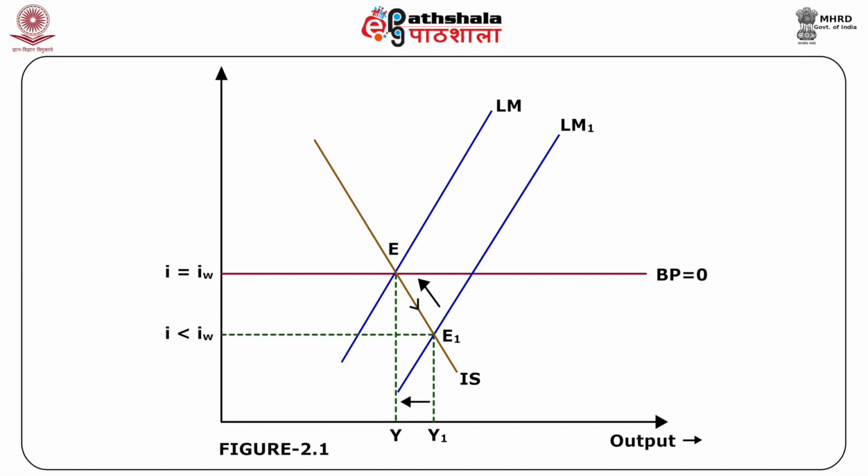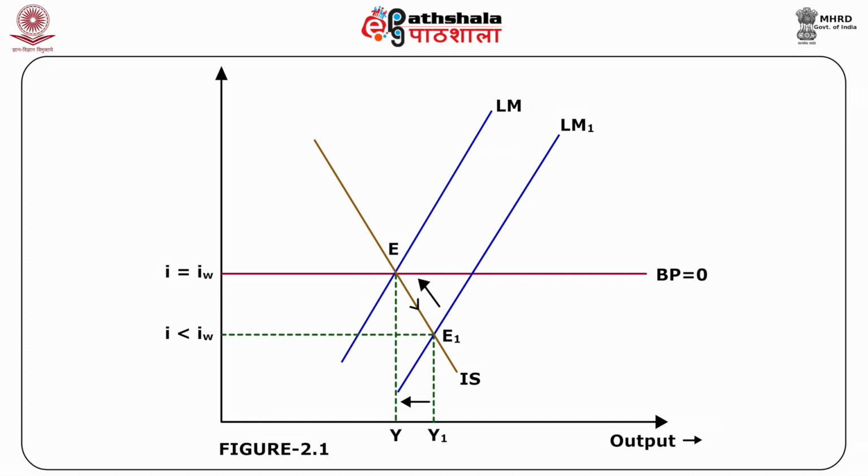Now let us assume we have monetary expansion. This will lead to a rightward shift in LM and the new equilibrium is at E1. At this point, the domestic rate of interest is lower than the world rate, that is, i is less than iW. So, this sets off a capital outflow from the economy and will lead to a balance of payment deficit.